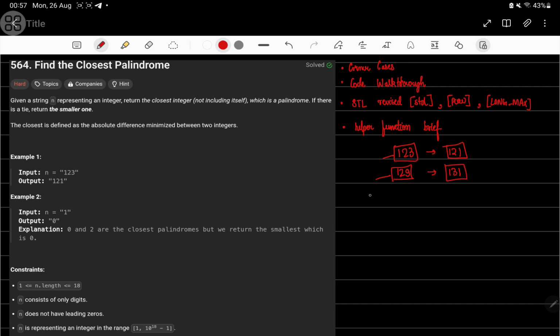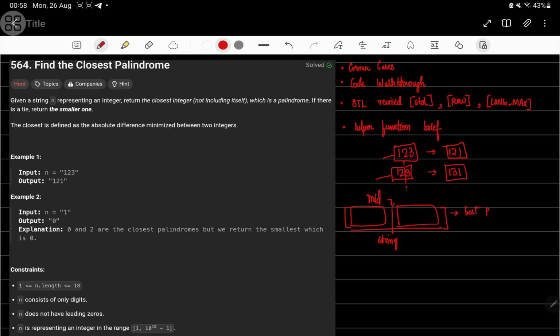Now it was easy at first glance, but there are a lot of corner cases to it. The corner cases can come up if we just consider going till the mid part of the string. If this whole is a string, just go till the mid part and then replicate whatever we have over here into this. It will give us the best possible answer.